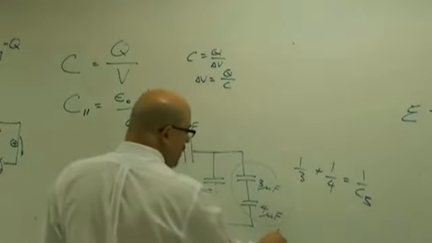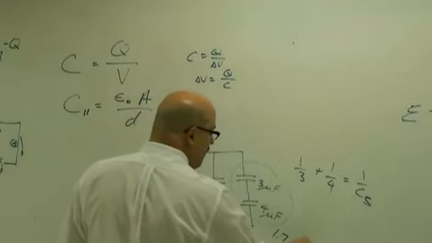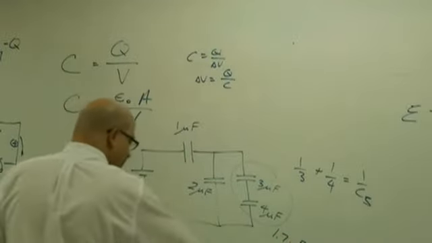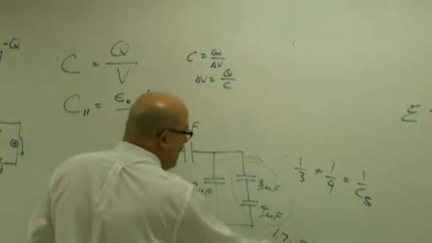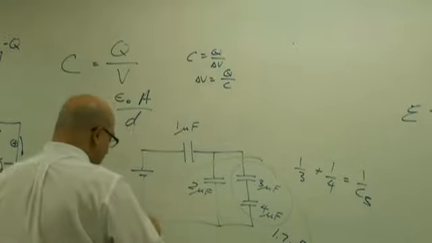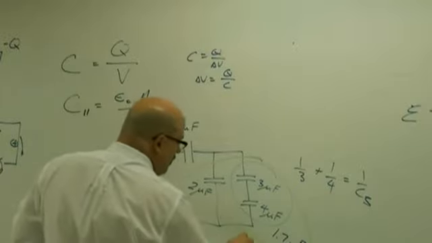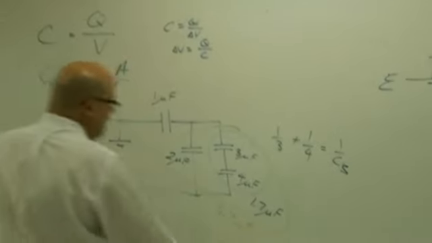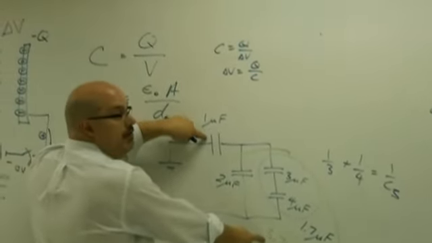So this becomes 1.7 microfarads, and then I add that to 2, right? And those are in parallel, right? So I just add them together. So that set becomes 3.7 microfarads. And then that and that are in series, right?